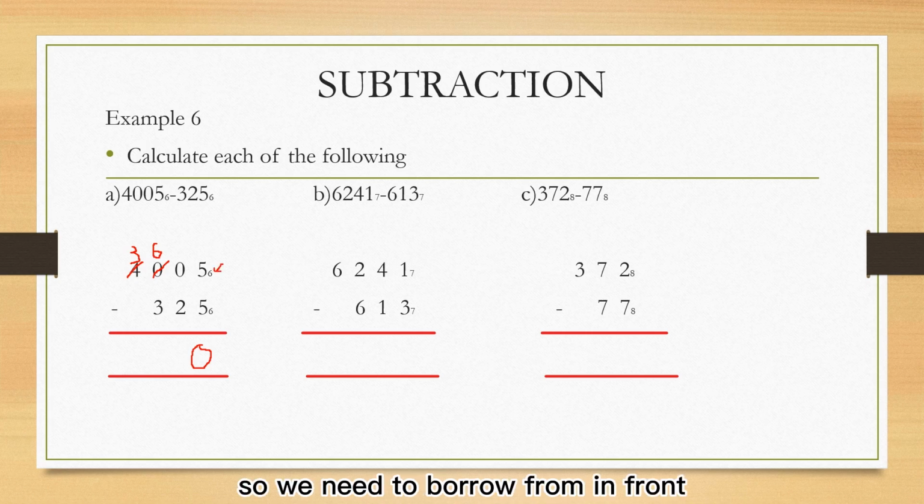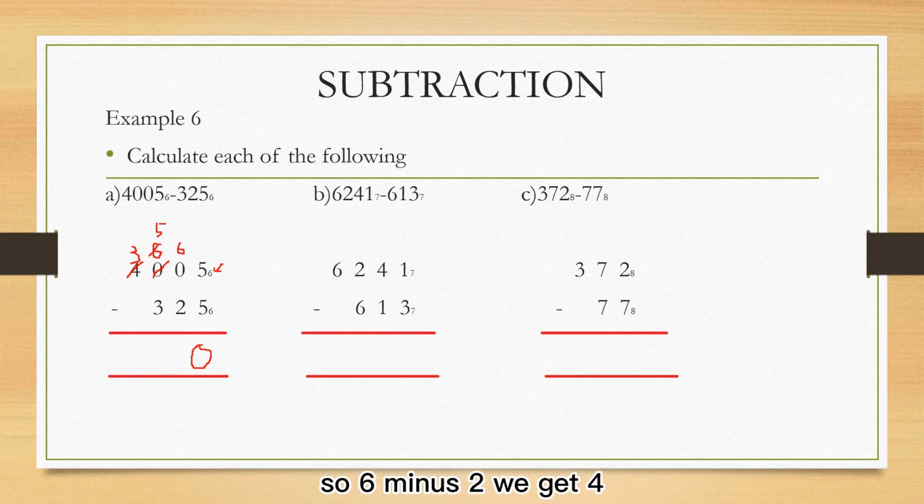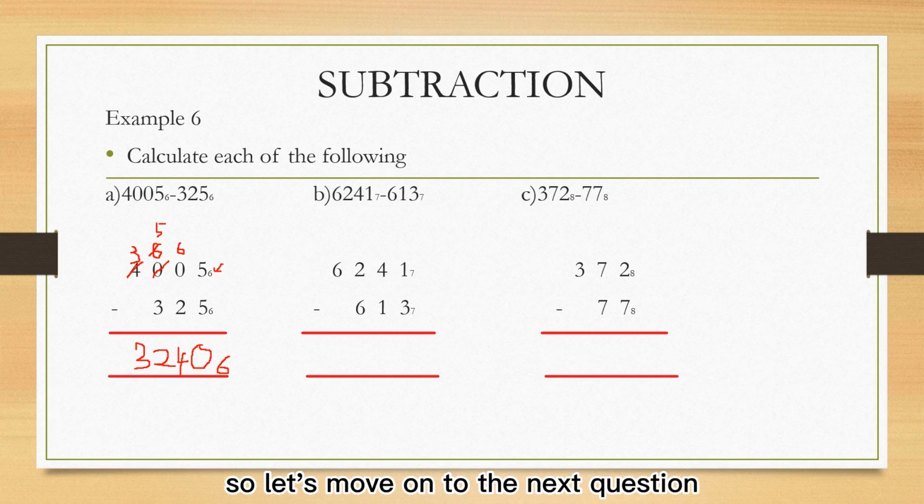Okay, so we need to borrow from the front. So here will become 6. So 6 minus 2, we get 4. And 5 minus with 3, we get 2. 3 minus nothing, so we get 3. The final answer of this question is 3240 base 6. So let's move on to the next question.